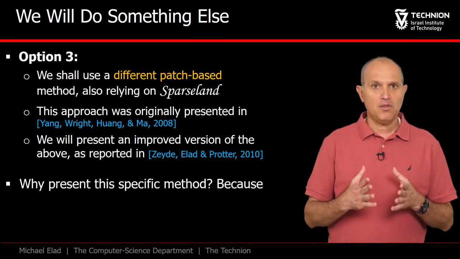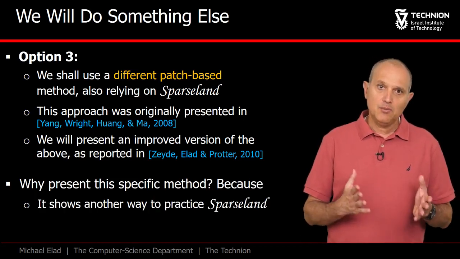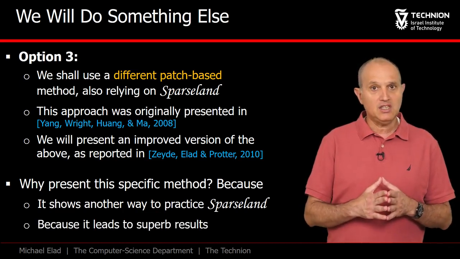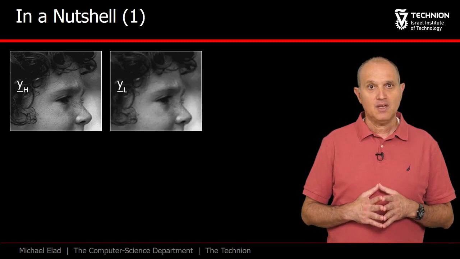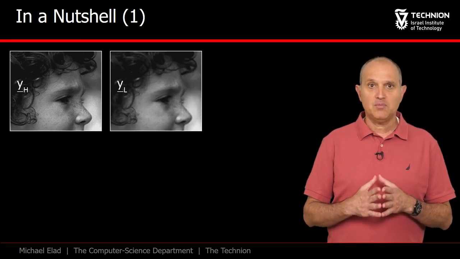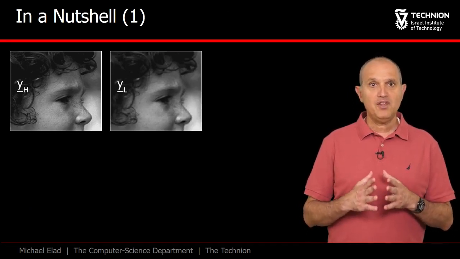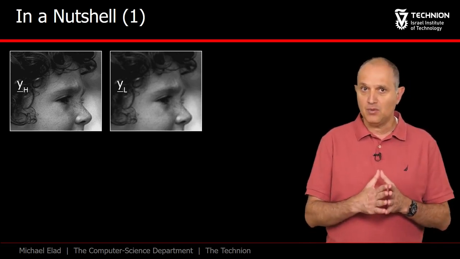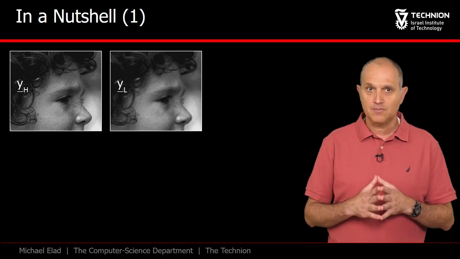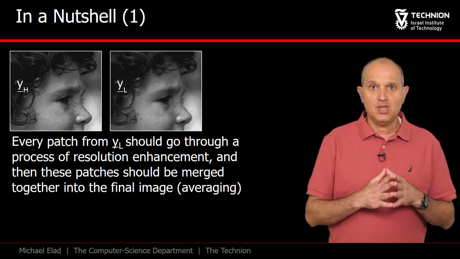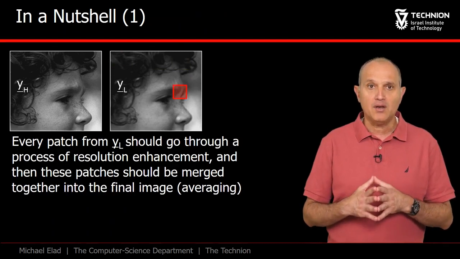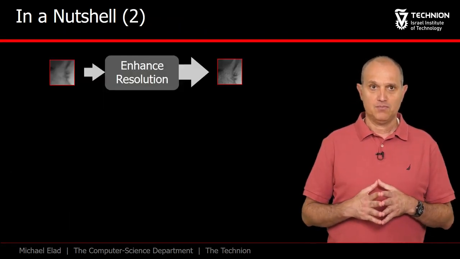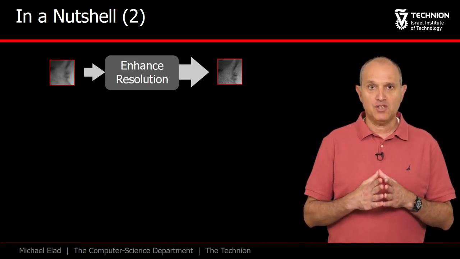Why are we going with this specific option? Because it demonstrates the richness with which SparseLand can be practiced, and also because it leads to very good results. And now to the core idea of this method in a nutshell. We have the image YL, and our dream is to get from it to the image YH. I remind you, those two are of the same size. We will operate on patches in YL, processing them one by one, and then aggregating them to create the image YH.